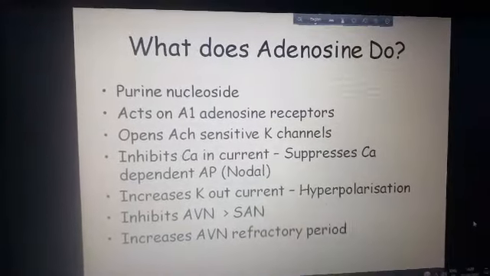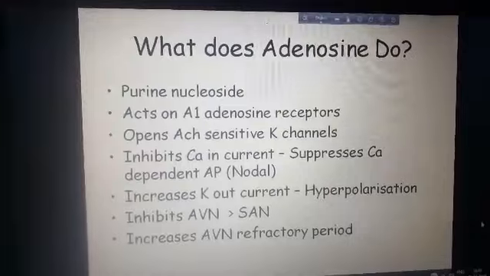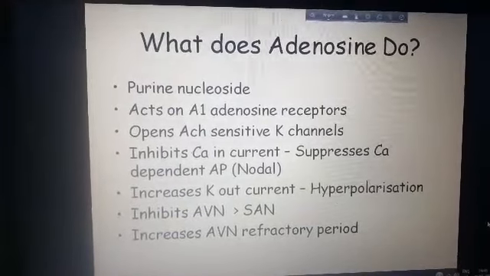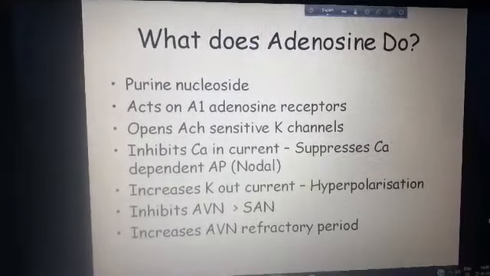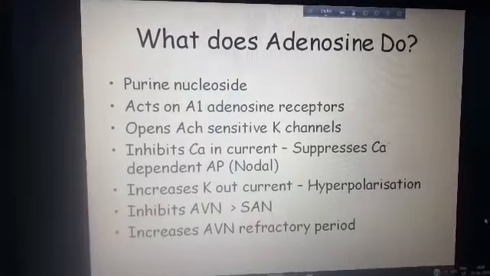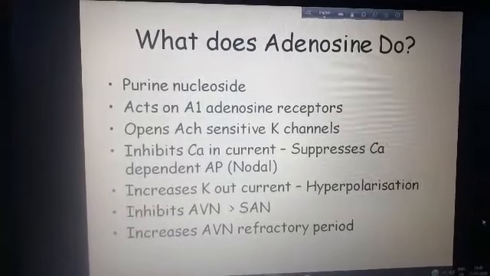Next, another group of drug is adenosine. It is not classified under any group. It is a nucleoside, a purine nucleoside, which acts on the A1 type of adenosine receptor. It opens acetylcholine sensitive potassium channels. And what is their action?